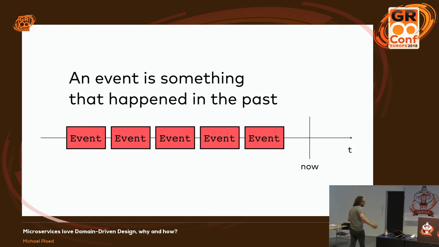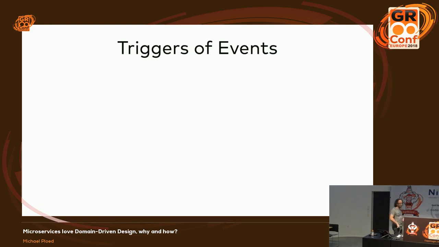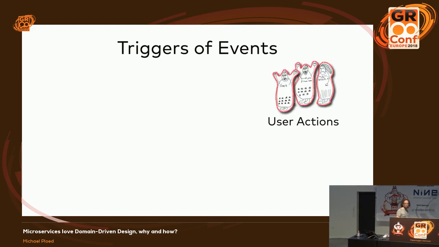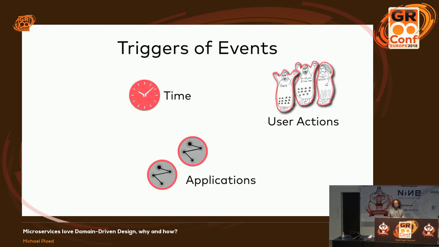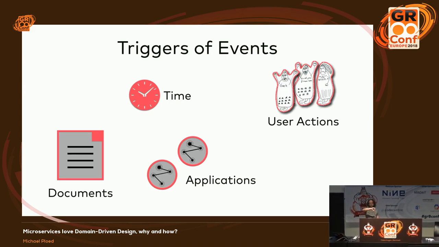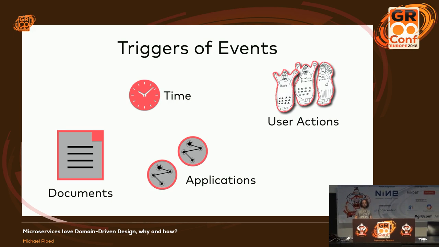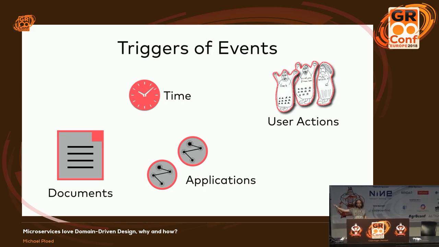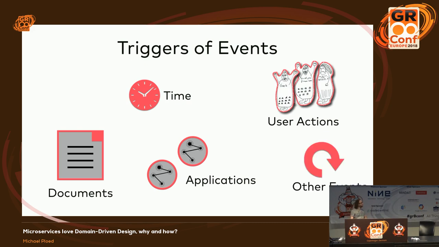So domain events model activity as a series of discrete events. And an event is always something that happened in the past, and it can be triggered, for instance, by user actions, by applications, by time, or by documents. So if someone sends in a signed contract to your organization, that document triggers an event. If there is a grace period running off, that's an event on an offer, for instance. So those can be triggers for events or other events.